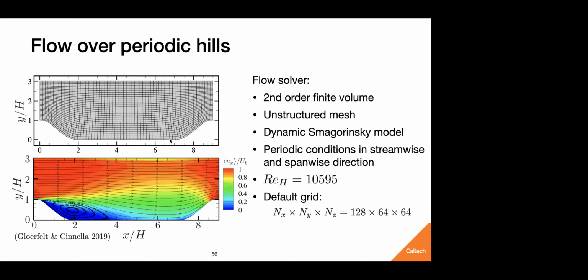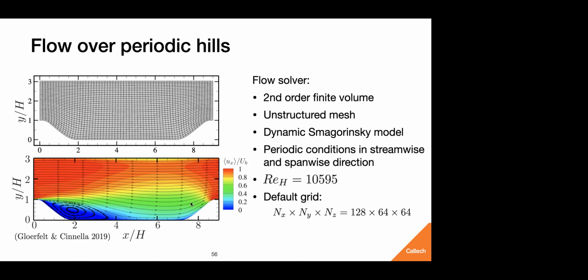The good thing about this geometry is that there's this favorable pressure gradient region right before the hill. We have an adverse pressure gradient region forming at the top of the hill, and then separation happening right behind the hill. So it has a wide range of flow phenomena that is related to pressure gradient effects. And it was just a very simple case that we could run.